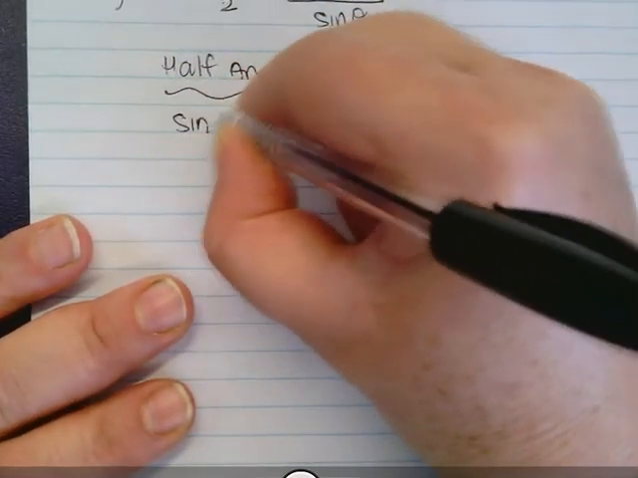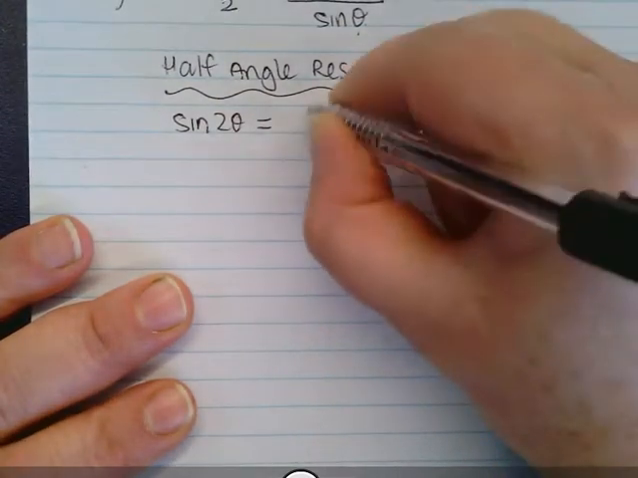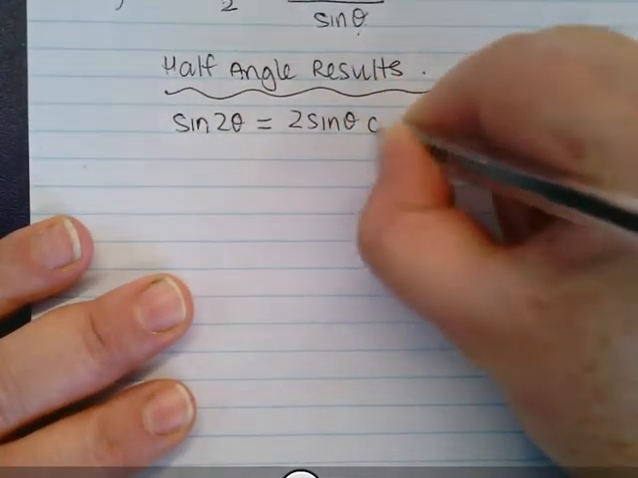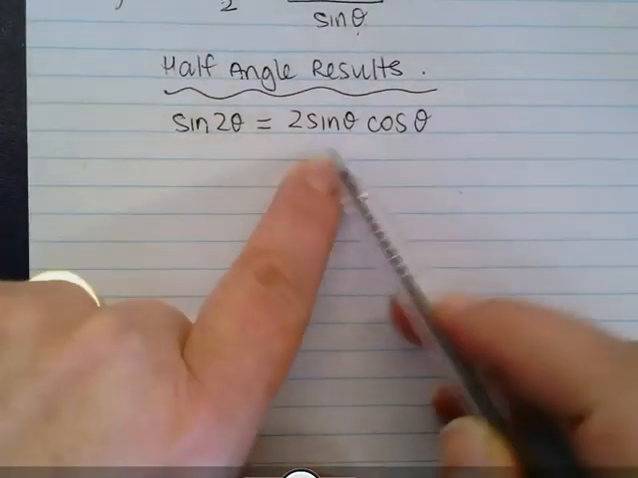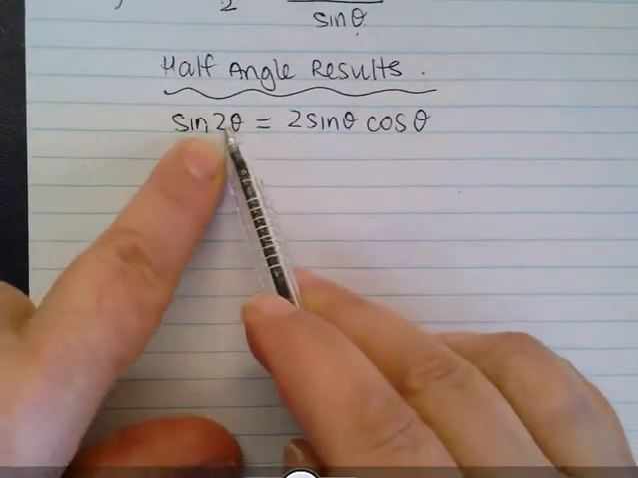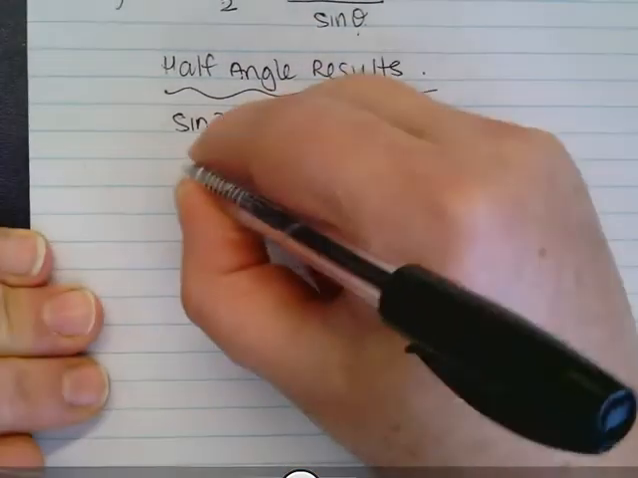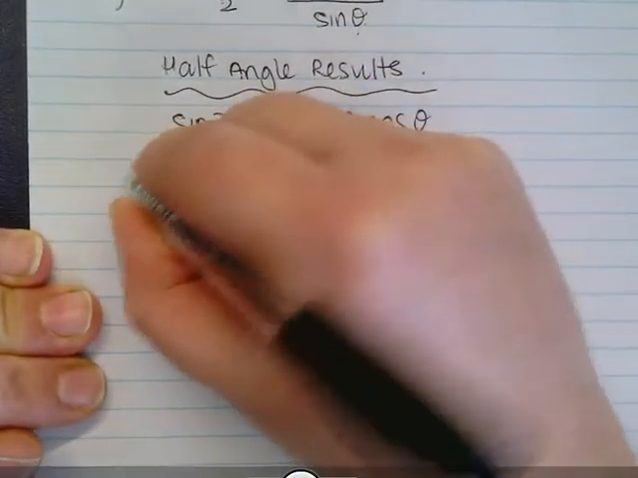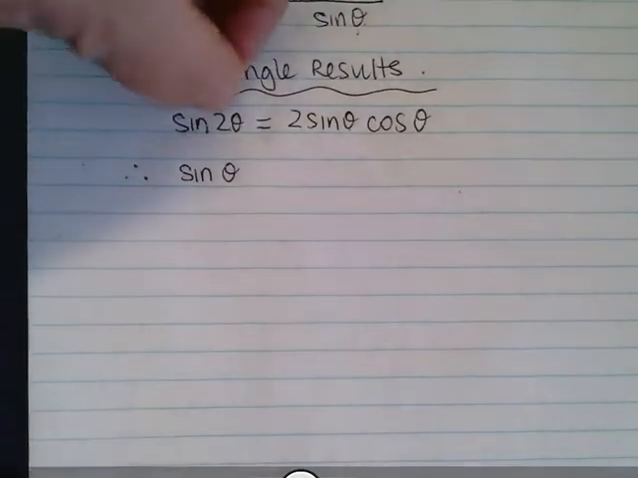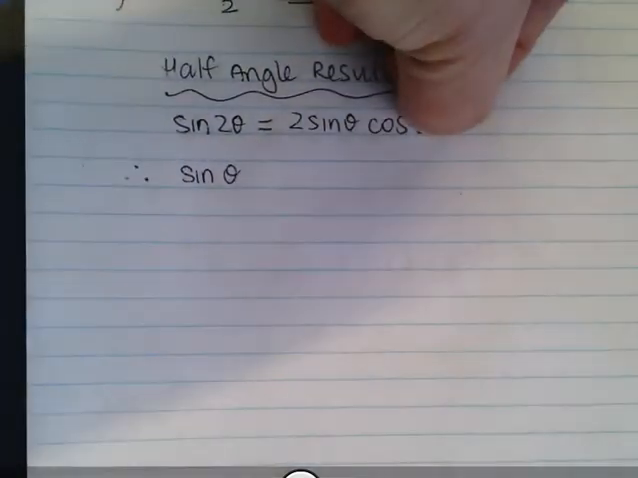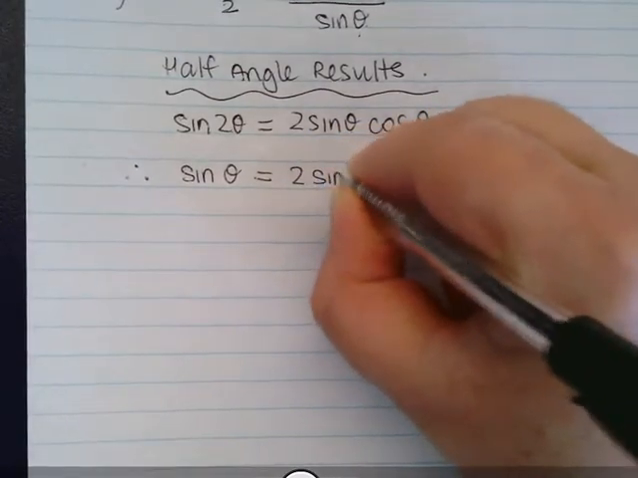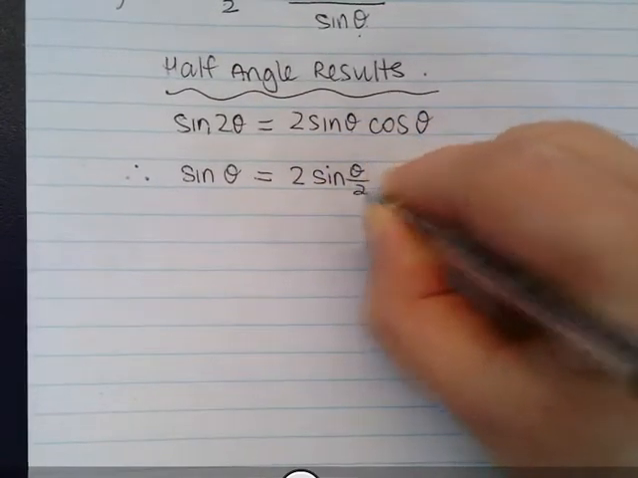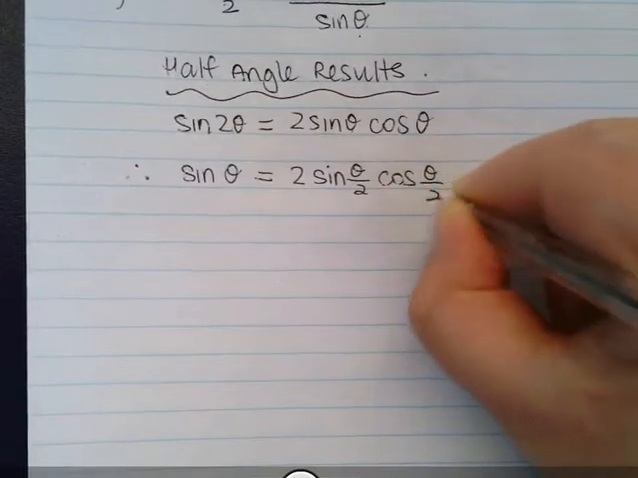You know how sine of 2 theta equals 2 sine theta cos theta? Notice that the 2 theta is double the theta on the right hand side. So the angle on the left is double the angle on the right. I can write the half angle result. Just as long as what's on the left is double what's on the right, sine theta would therefore be equal to what? 2 sine theta on 2 times cos of theta on 2.